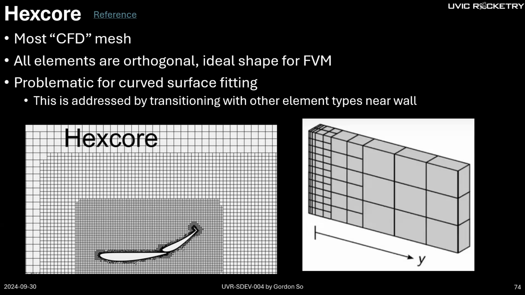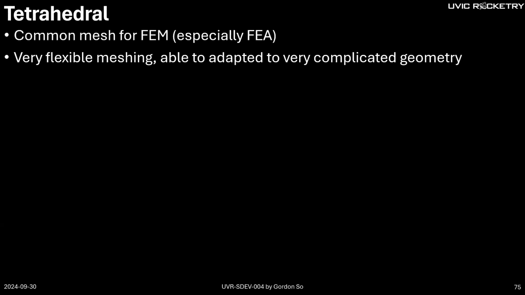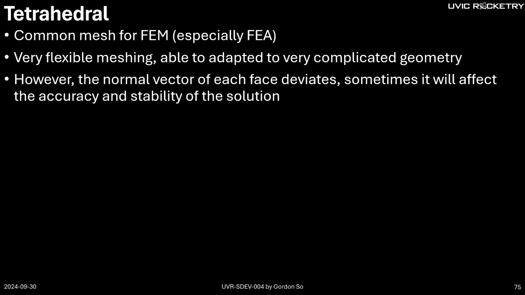Here you can see these chunks, which is not really good most of the time because you're not recapturing accurately. The next type is the most common type in FEA, tetrahedral. Very flexible meshing, again adapting to any complicated geometry. However, because of the nature of the shape, the normal vectors are so far apart from each other. It sometimes affects accuracy and stability.